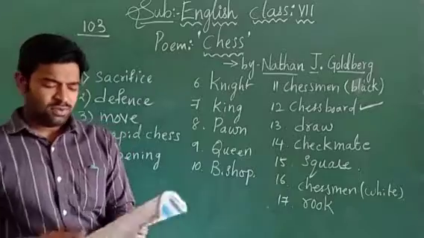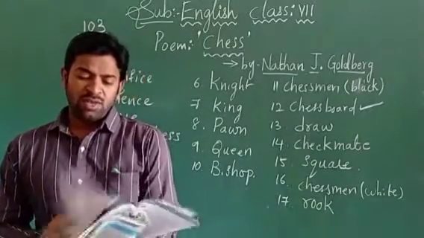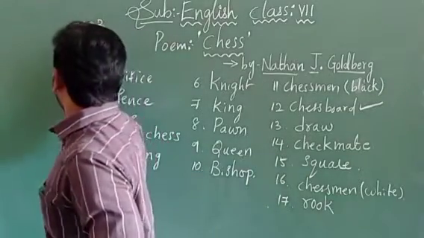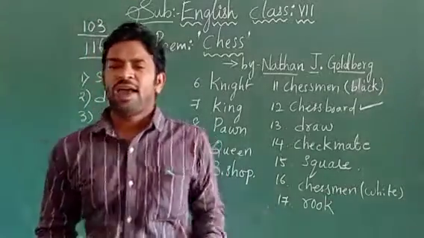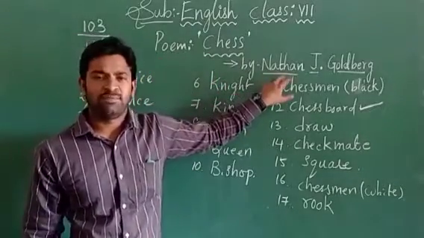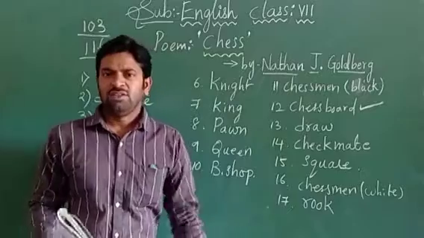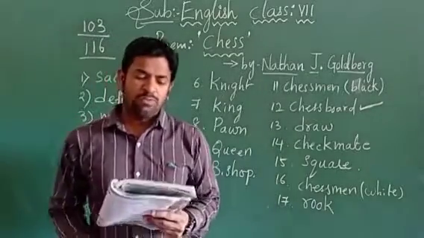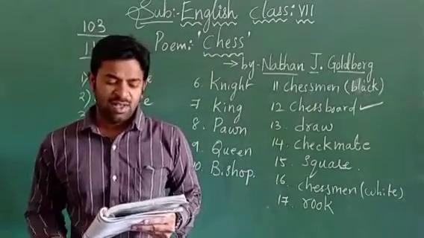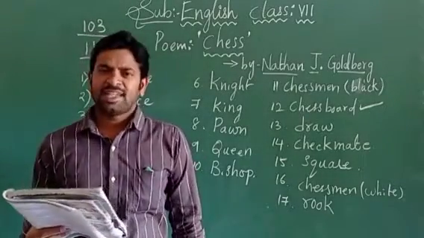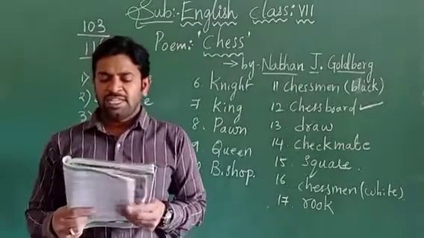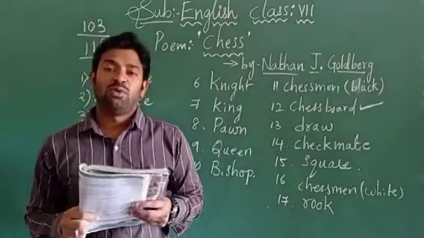Right, so let us start the poem. You can refer to page number 116. Go to page number 116. You will find our poem Chess, which was written by Nathan J. Goldberg. Before going to start our poem, let us know about this chess game. He is putting some questions for us. Let us answer those questions. Of all the games and sports you know, in which event do players get hurt more?